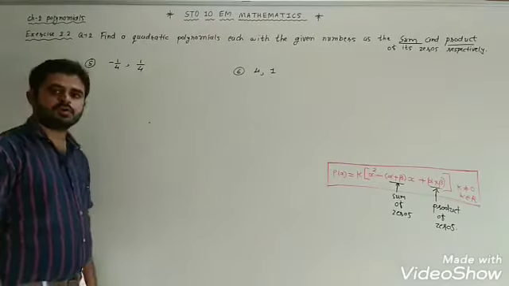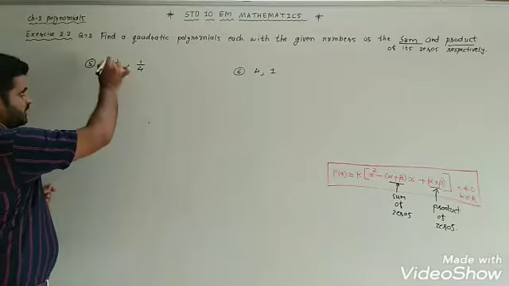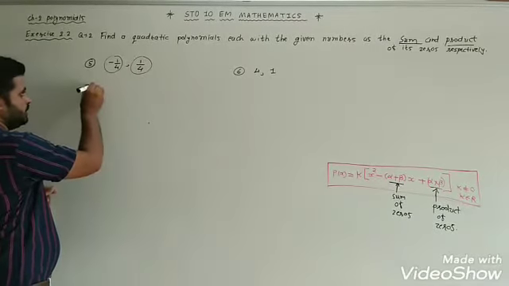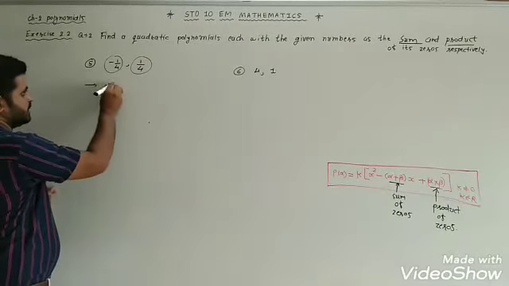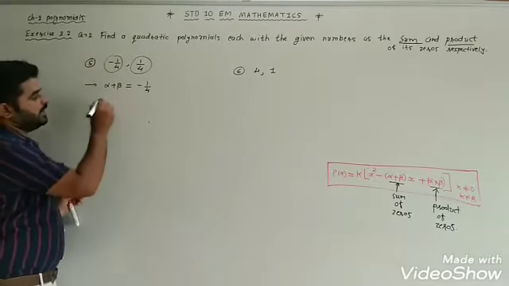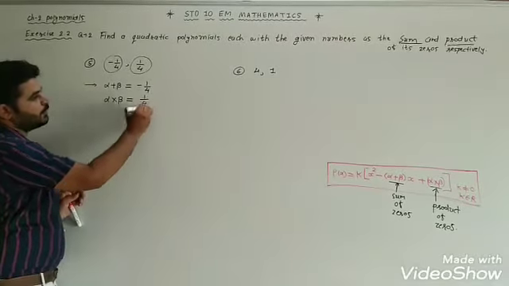Now we have 2 more questions available. First question, minus 1 by 4 and 1 by 4. This is the sum of zeros and this is the product of zeros. Okay, so we have to solve it. So first sum of zeros means alpha plus beta is minus 1 by 4, and product of zeros means alpha into beta, we have 1 by 4.